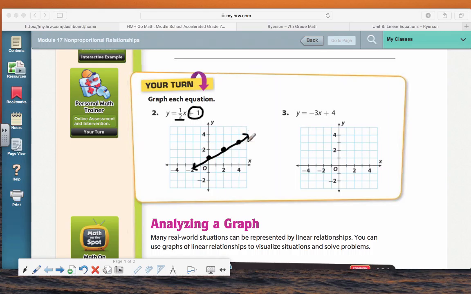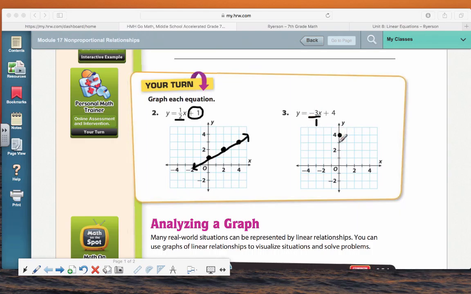If we look at the second equation here, my y-intercept this time is 4, so that tells me that I start at 4 on the y-axis. And my slope is -3. Keep in mind any whole number can be made a fraction by putting it over the whole number 1. So this slope has a change in y of -3 and a change in x of +1.